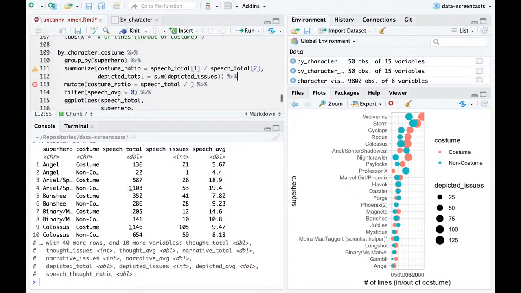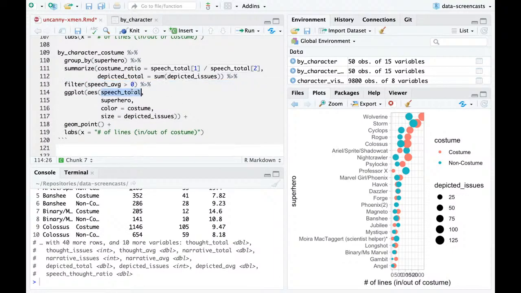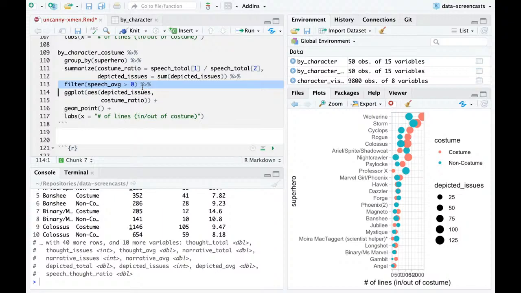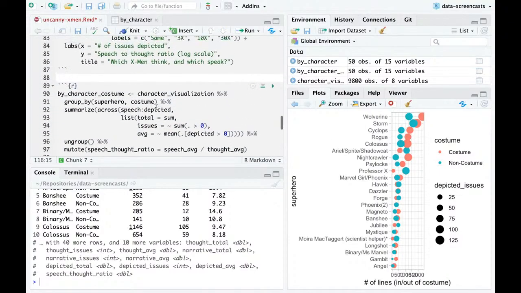Yeah, I'm going to do this, and then I'm going to fix it. The reason is I want to show a visualization where I say depicted issues by costume ratio. And here we go. I filter out the editorial ones, and I say GM repel.